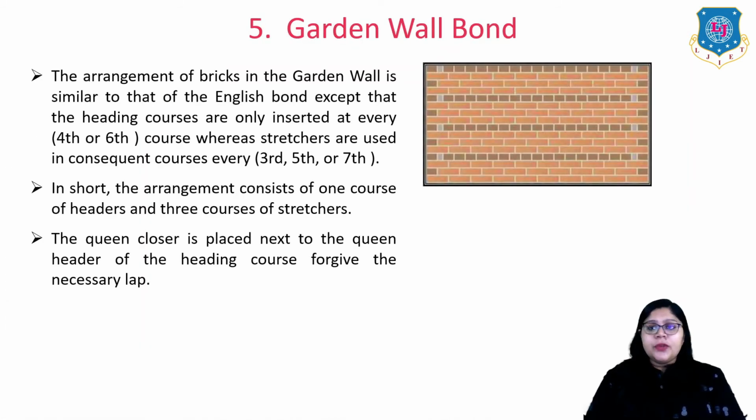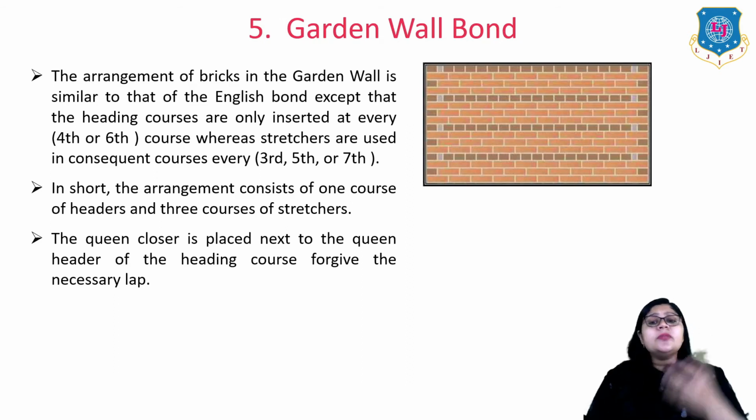Now let us move to the next type, which is garden wall bond. The arrangement of bricks in the garden wall bond is similar to that of the English bond, except that the heading course is only inserted at every 4th or 6th course, wherever stretchers are used in consequent courses, it means every 3rd, 5th and 7th.